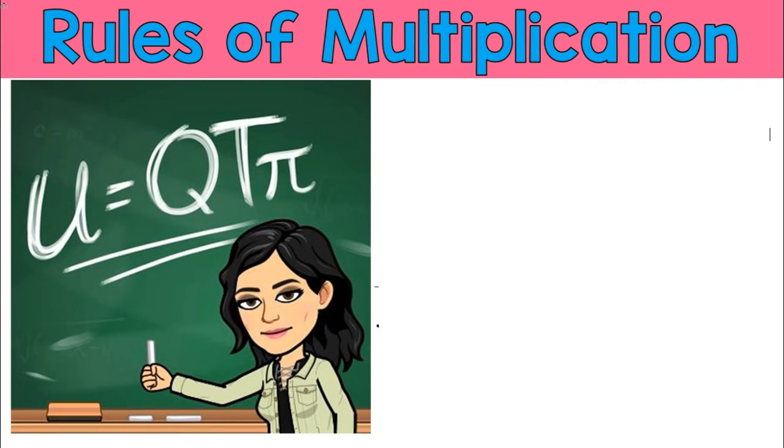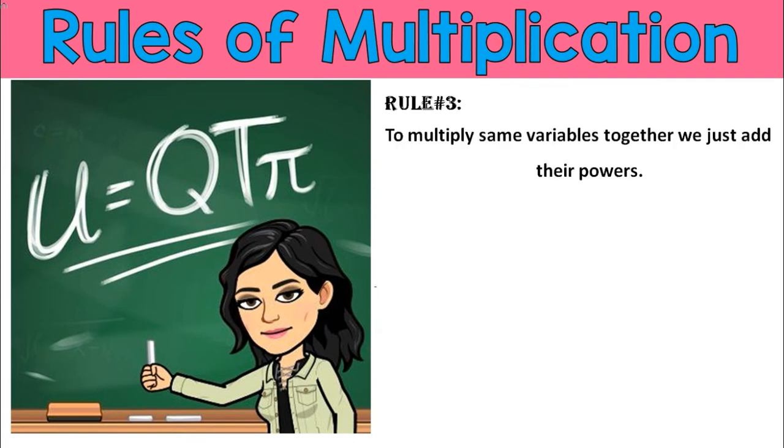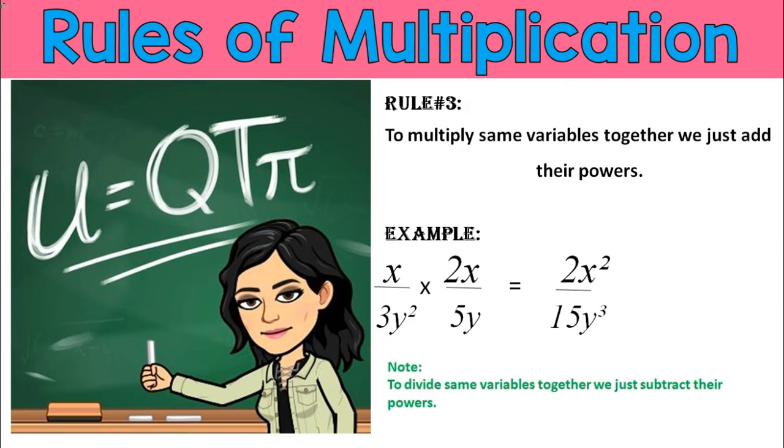Rule number 3. According to rule number 3, in order to multiply the same variable, what do we do? We just add their powers, and that's it. Let's look at an example. As you can see in this example, x is present in the numerators of both of the fractions. Similarly, y is also present in the denominators of both of the fractions. So according to rule number 3, we will add the powers of both of the x and we will get x square. Similarly, we will add y square and y and we will get y cube. The rest is just rule number 1.